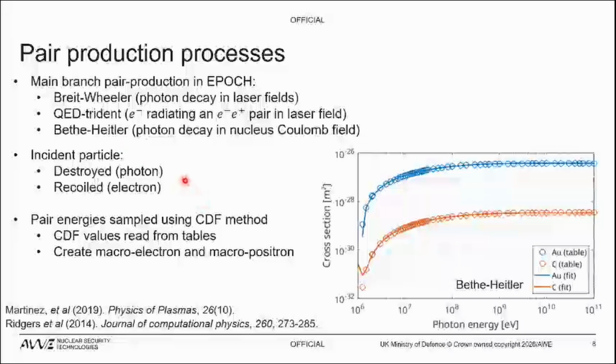When we have a pair production, we destroy the photon if it's a photon decaying into an electron-positron pair, or in the case of trident pair production, we will simply recoil the electron to conserve energy as the two new particles are created. And again, we have a cross-section as a function of energy, and we have a differential cross-section which tells us the particular energies that the pair particles might have once they're created.